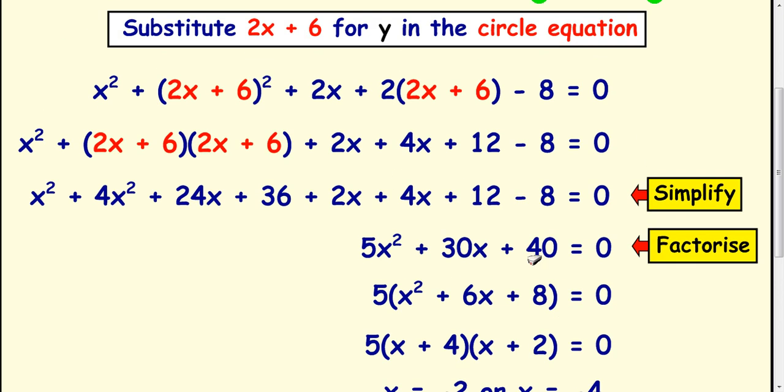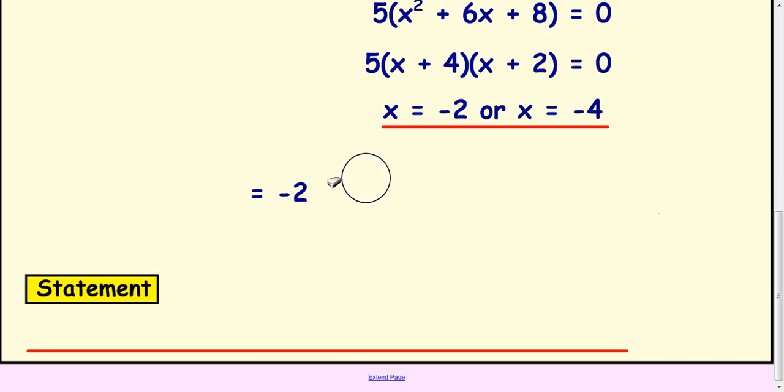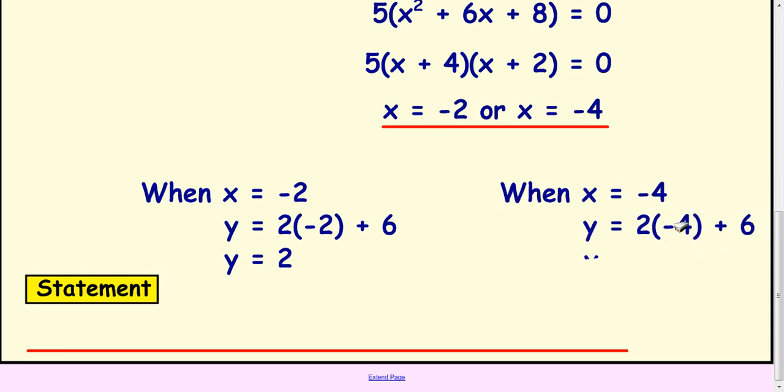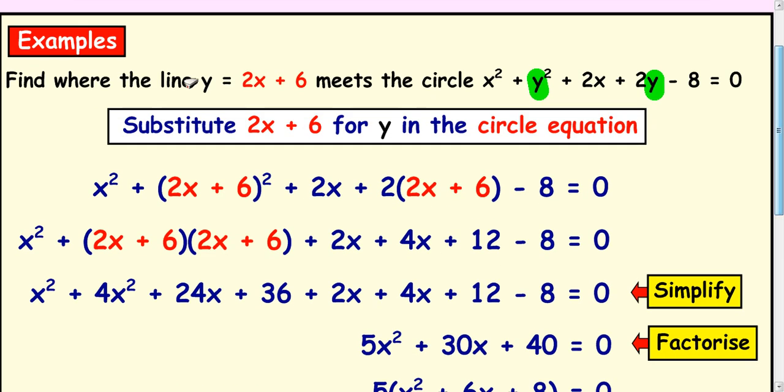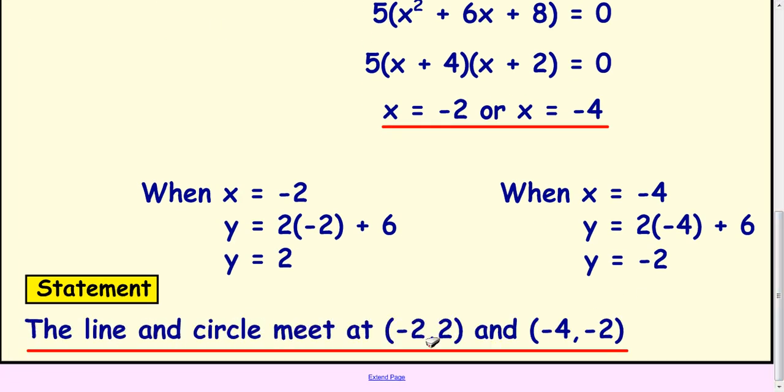We can now work our y values out by subbing it back in up here. So when x is minus 2, we've got 2 times minus 2 plus 6, which is negative 4 plus 6 is 2. And when x is minus 4, we've got 2 times minus 4 plus 6, which is minus 2. Just from substituting back in up here. So, big closing statement. The line and circle meet at negative 2, 2 and negative 4, negative 2.